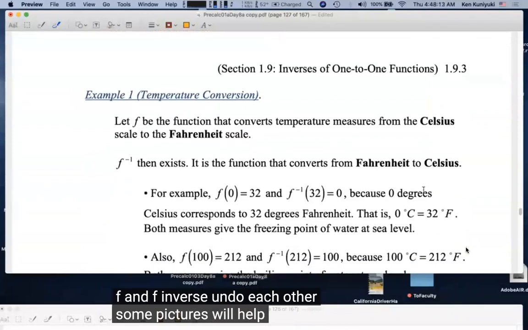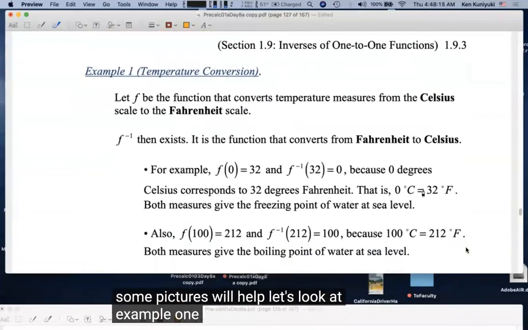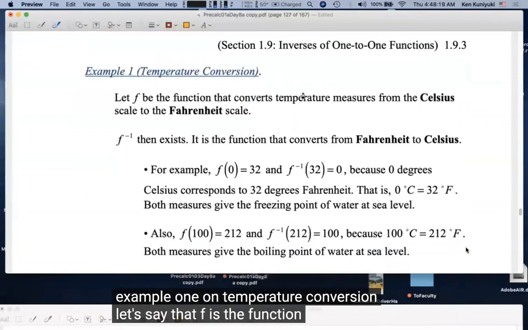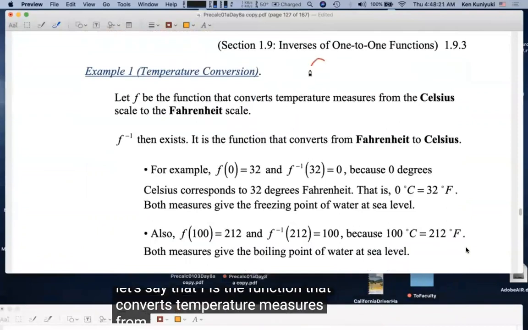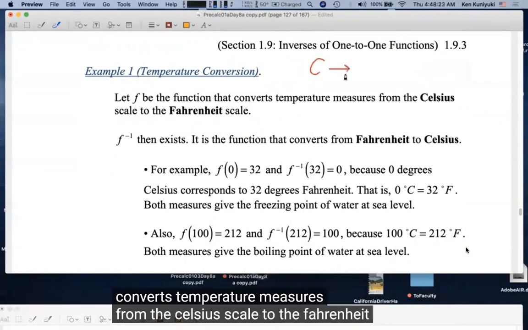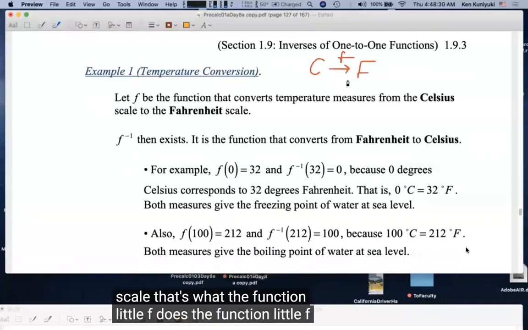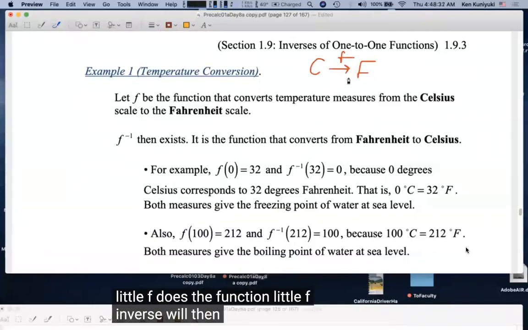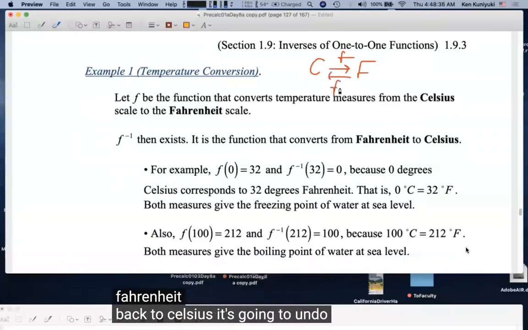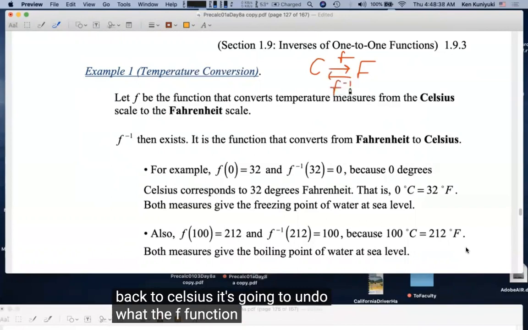Some pictures will help. Let's look at example 1 on temperature conversion. Let's say that f is the function that converts temperature measures from the Celsius scale to the Fahrenheit scale. That's what the function little f does. The function little f inverse will then convert from Fahrenheit back to Celsius. It's going to undo what the f function does.